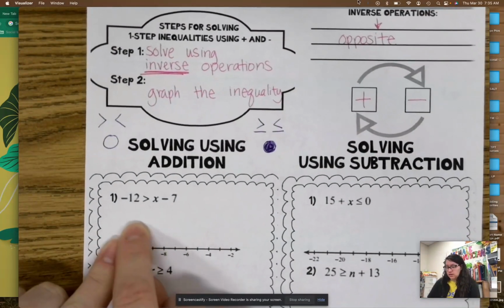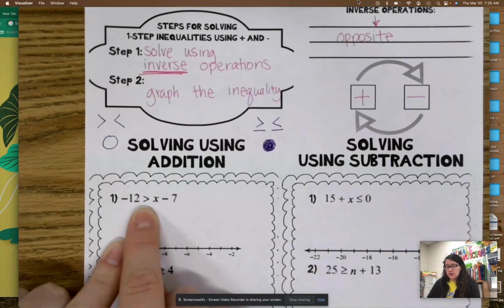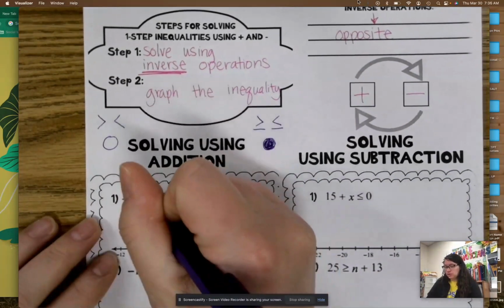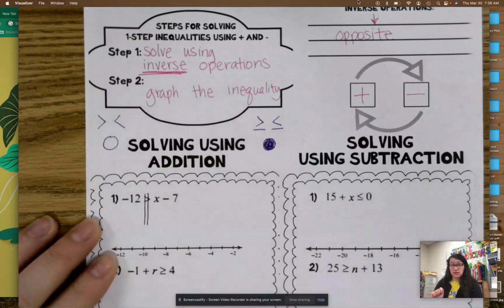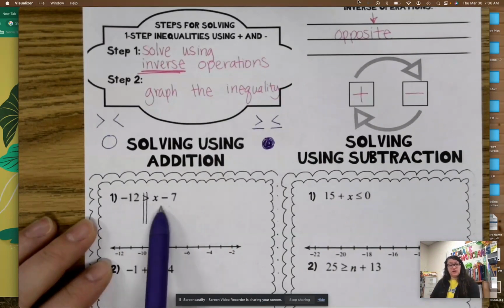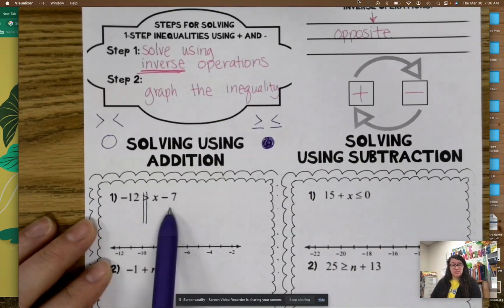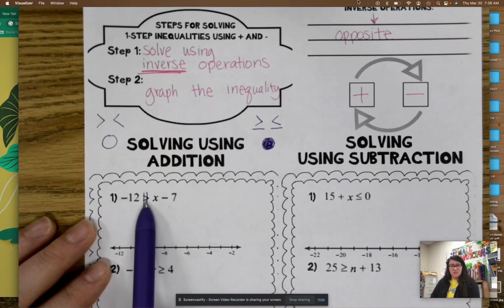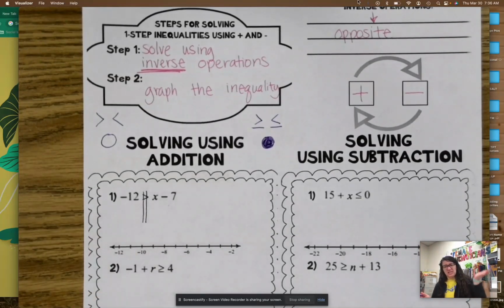So number one, we have negative 12 is greater than x minus 7. Let me draw my train tracks to help me remember. I need to do the same math on both sides because right now this side is greater than this side. I have to do the same thing on both sides to keep it that way. If I do something to one side and not the other, I could make it out of balance, and I don't want to do that.